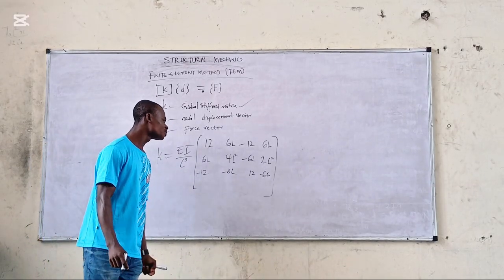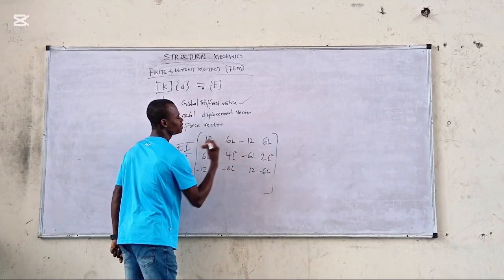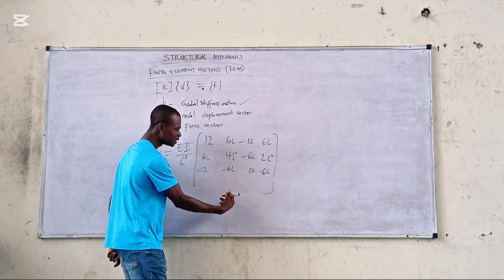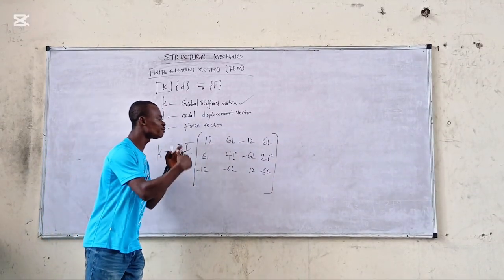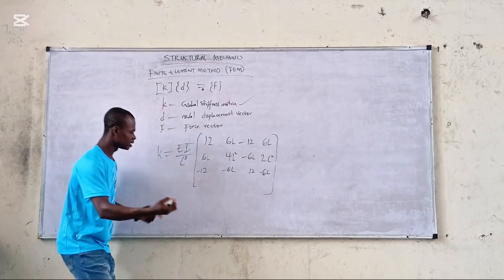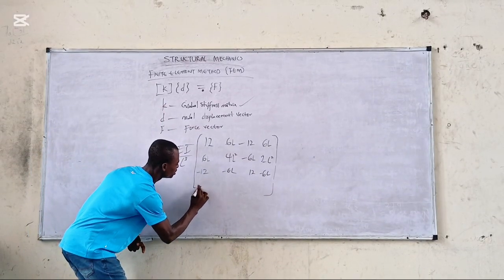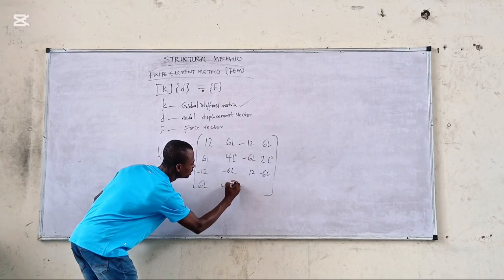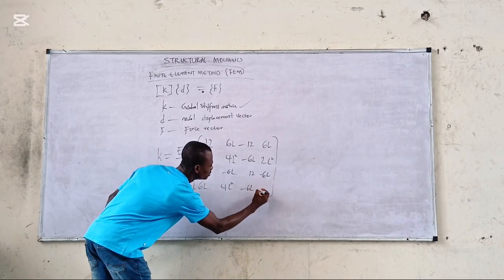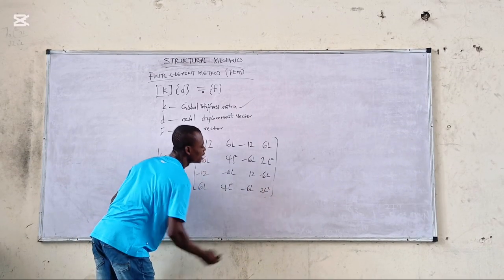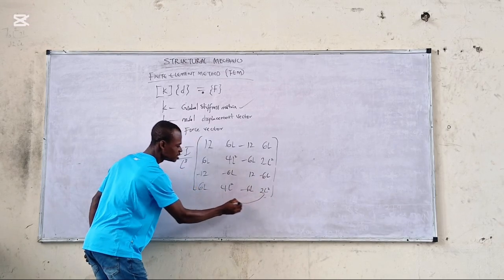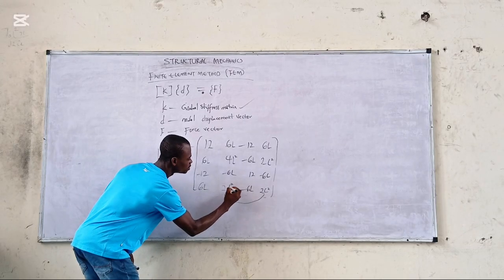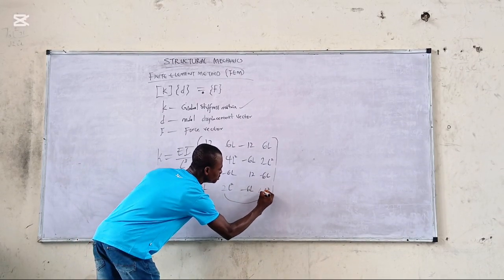Then for the fourth row, rewrite the second row. Bring the second row to the fourth row. Then interchange the positions of 4L squared and 2L squared. What do I mean? 6L, 4L squared, minus 6L, 2L squared. Interchange. Reverse their positions. So here we give 2L squared, and here is 4L squared.